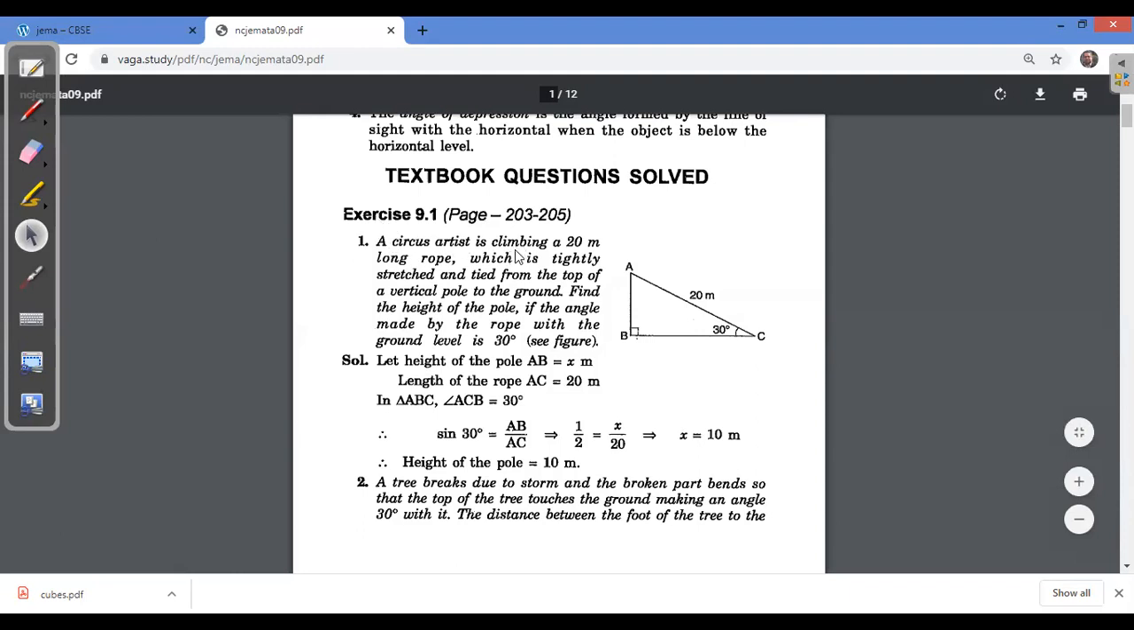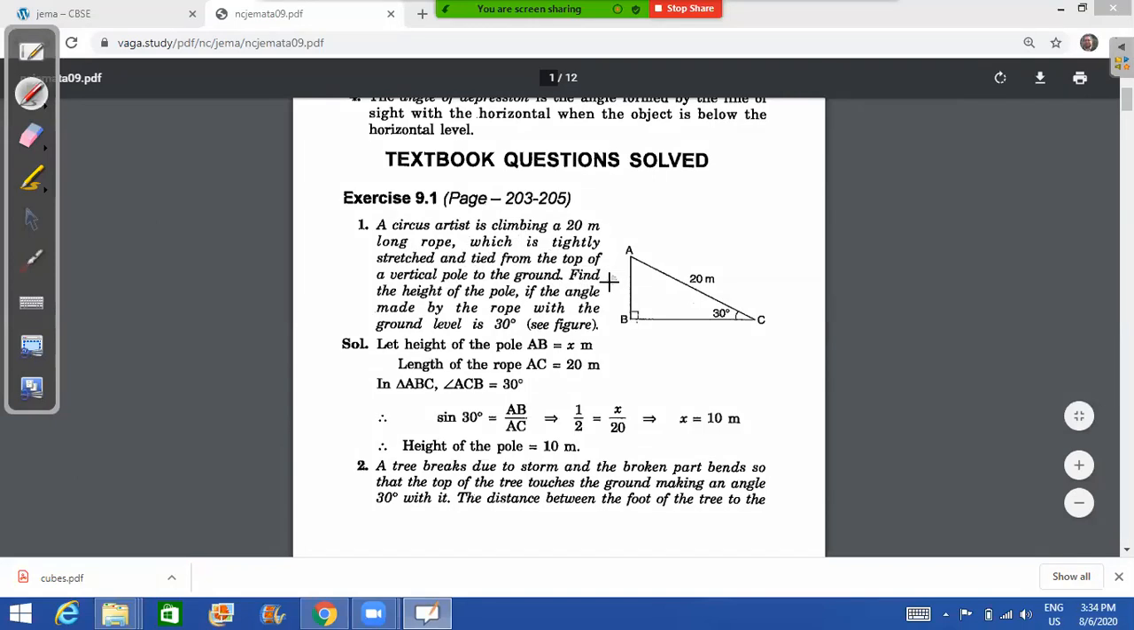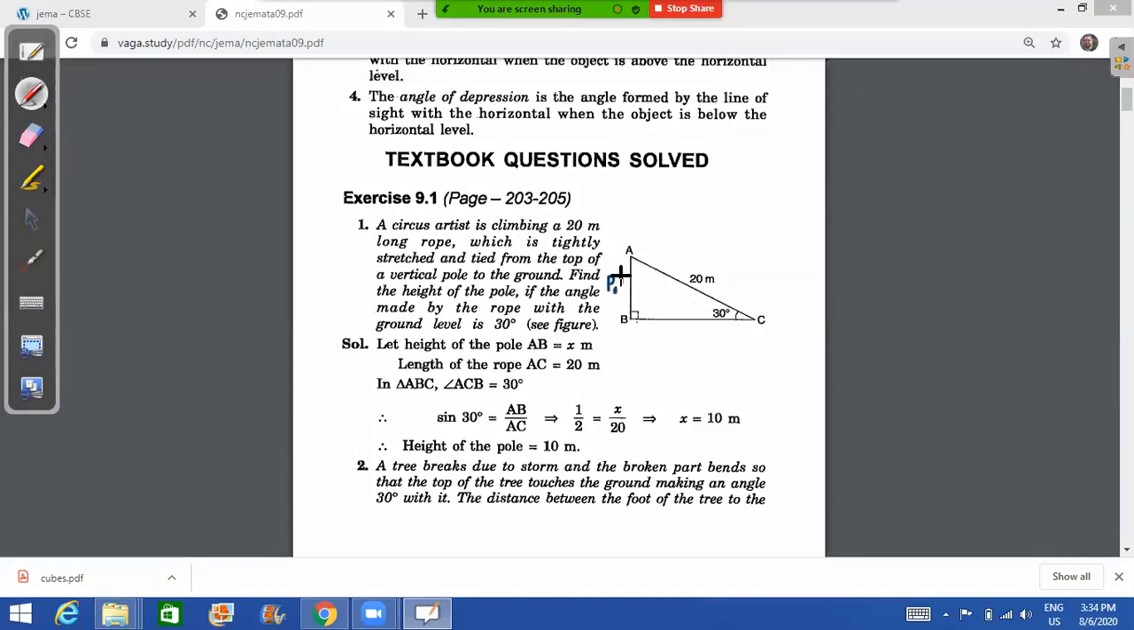A circus artist is climbing a 20-meter long rope, which is tightly stretched and tied from the top of a vertical pole to the ground. So this is the pole, right? This is the pole, and this is tied with the help of a rope. The length of the rope is given to us as 20 meters.